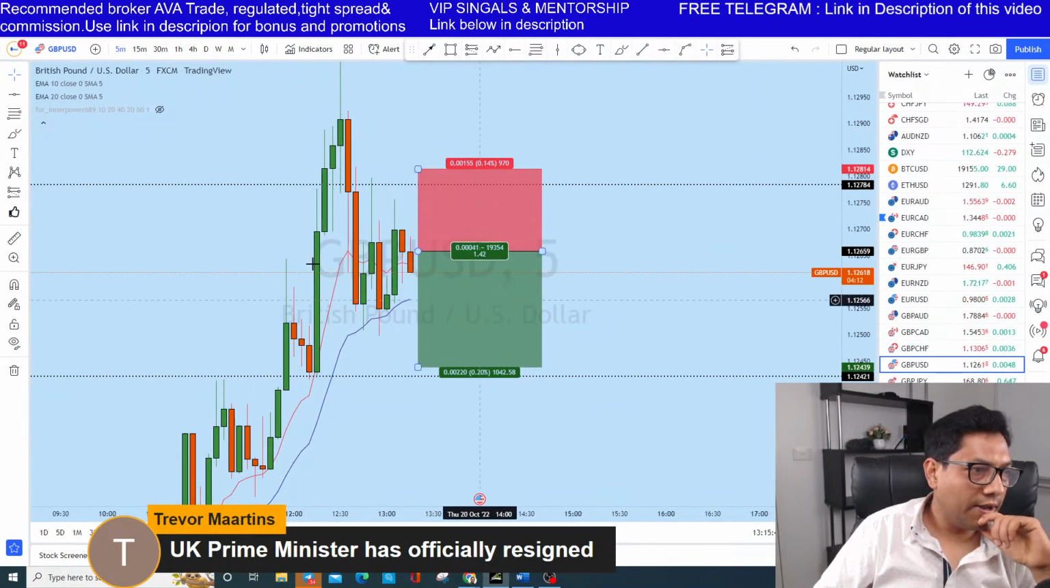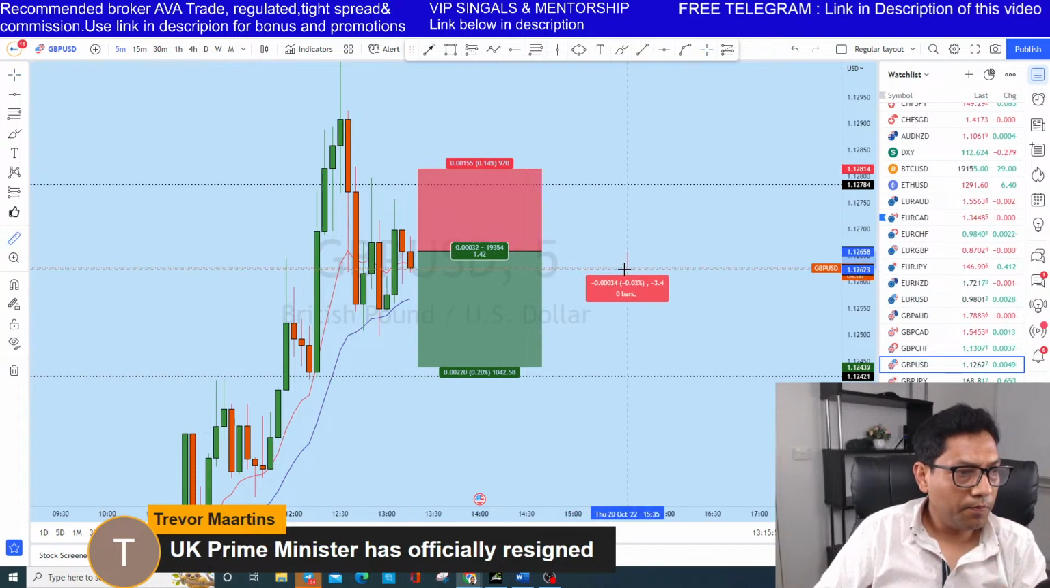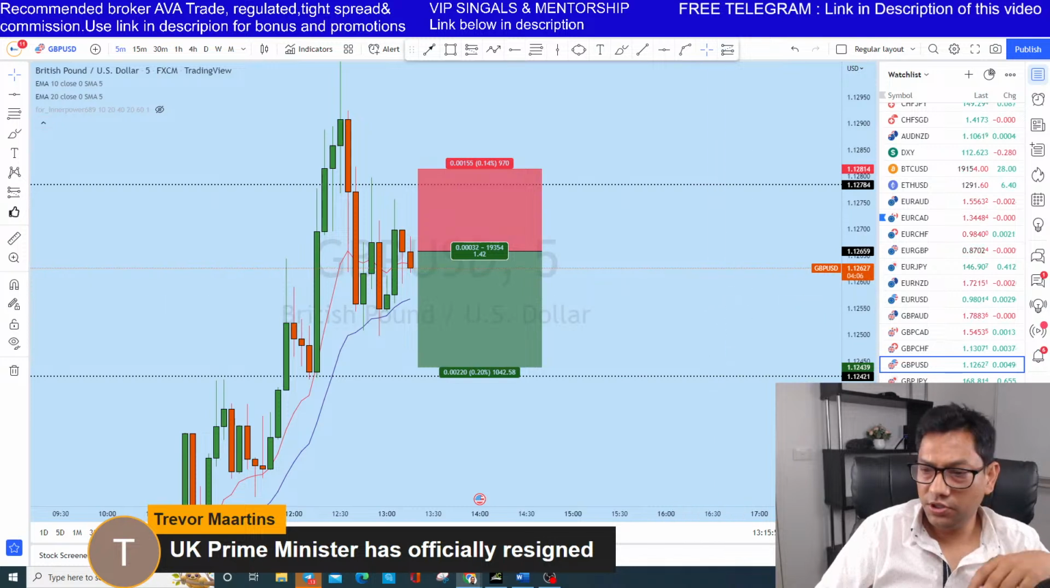Okay, so I'm around 40 profit now on GBPUSD. This is a very quick trade because scalping is very fast. You can see that.